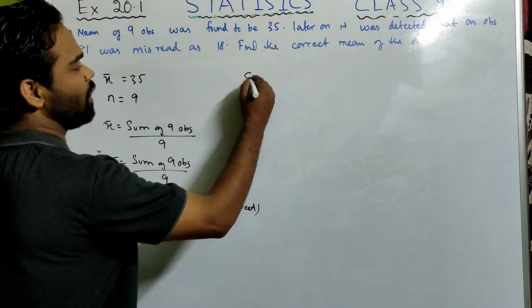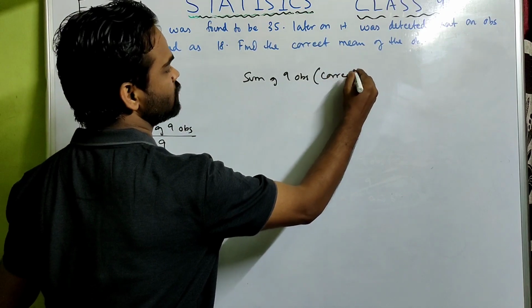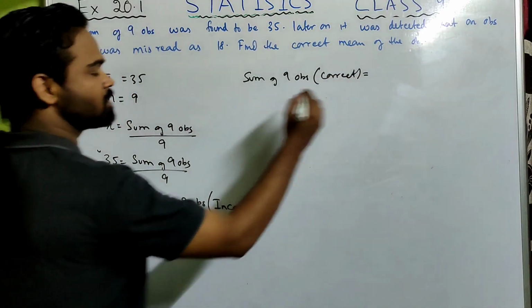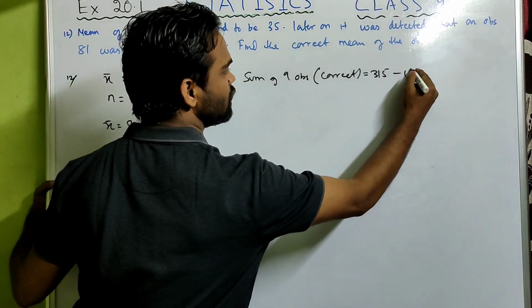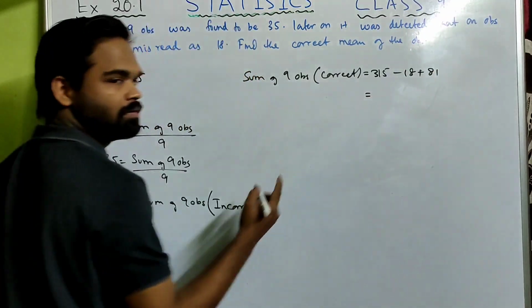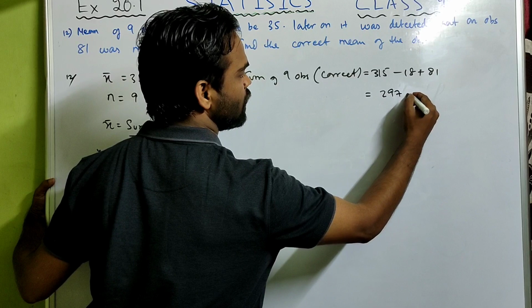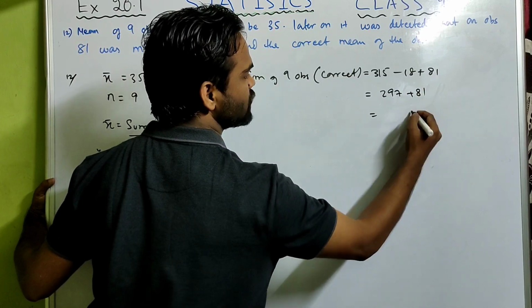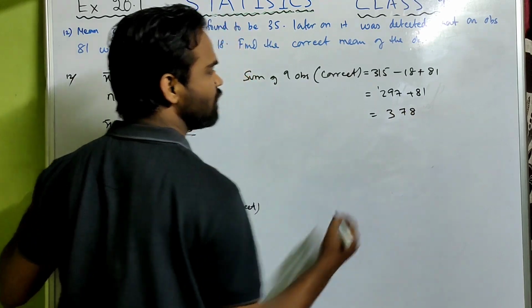Now if I talk about the sum of 9 observations which is correct, we take the incorrect sum, subtract the incorrect reading and add the correct reading, isn't it? So that's 297 plus 81. That's 7 plus 1, 8, 9 plus 8, that's 17, that's 378.